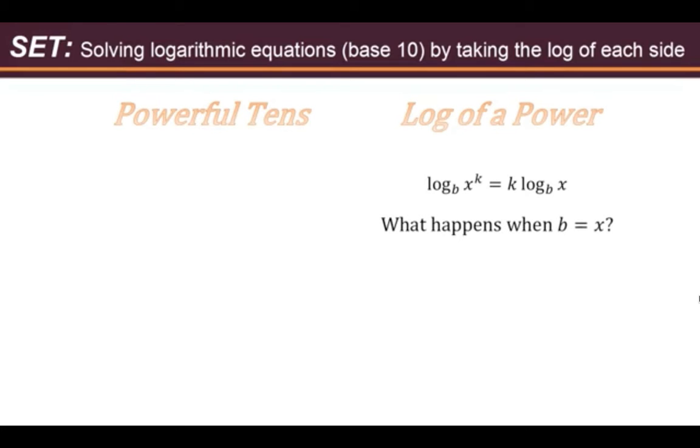What happens when b equals x? Well, since log base x of x equals 1, then we have log base x of x to the k equals k times log base x of x, which is equal to k times 1, so the answer is k. So, log base x of x raised to the k equals k. Using this principle, you can take the logarithm of an exponential equation to help you solve it. Notice that this only holds true when the base of the logarithm matches the base of the exponent.